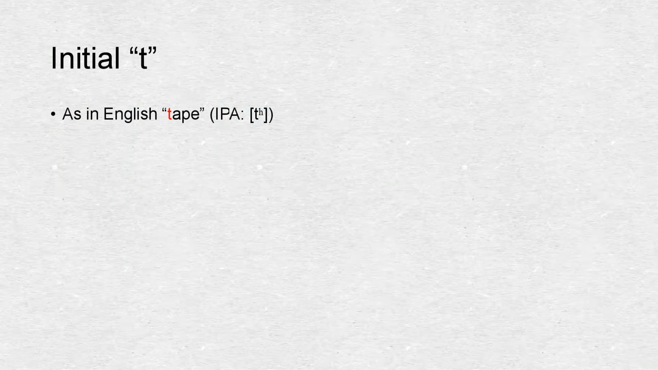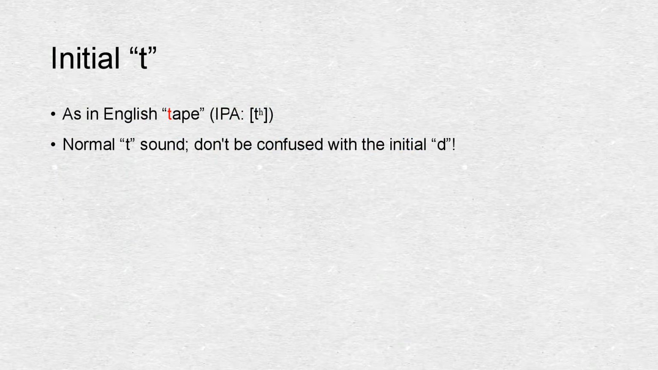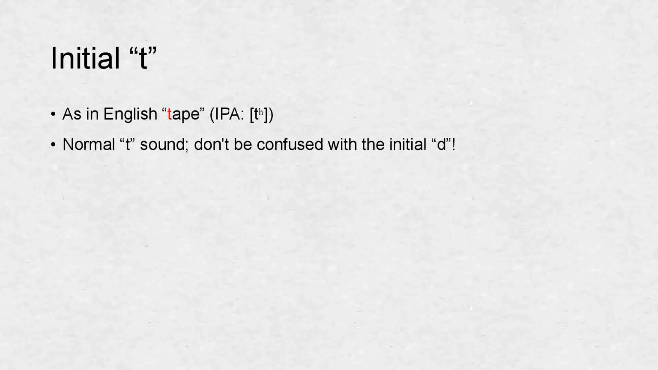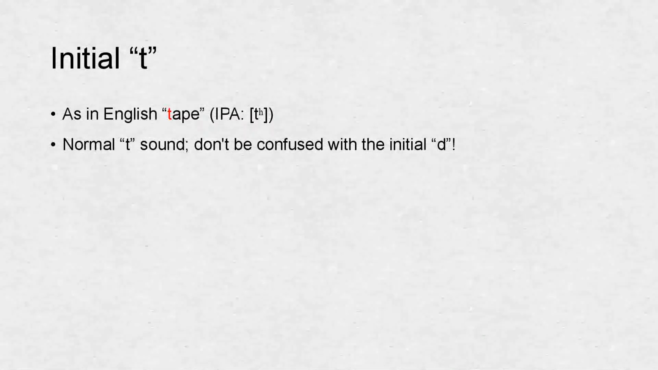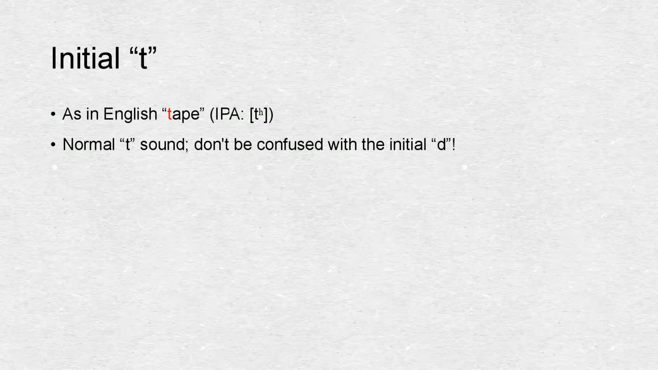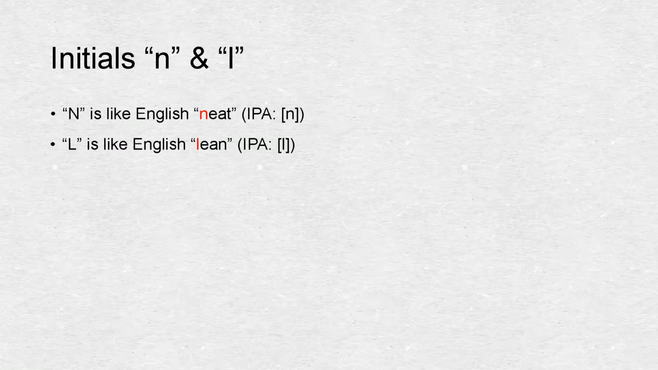The initial T is equal to the T in the word take. But don't be confused with the initial D we've just learned. T has a larger puff of air while D has a smaller one. So listen carefully and repeat. T, T, T, T. Good. The initials N and L are just like their English equivalents.